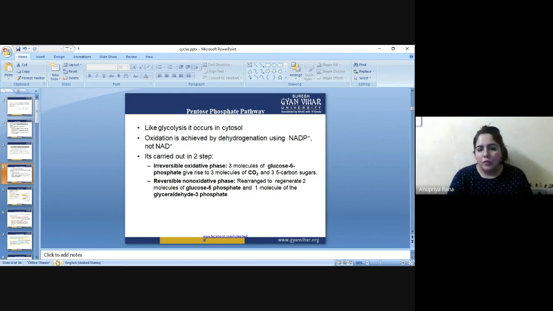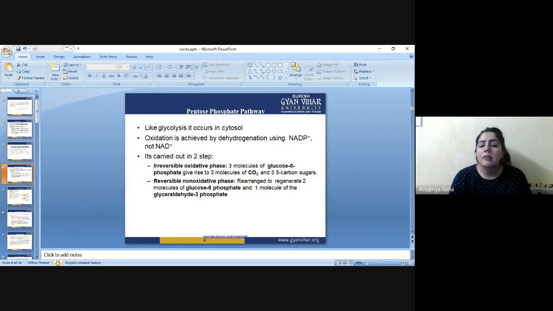So in this process, there are two major steps. When you study the pentose phosphate pathway, there are two major phases which have to be followed. The first is the irreversible oxidative phase, which means whatever reaction goes on under this oxidative phase cannot be reversed. Once a product is formed, it cannot revert to its original form. So whatever has been changed will remain changed.